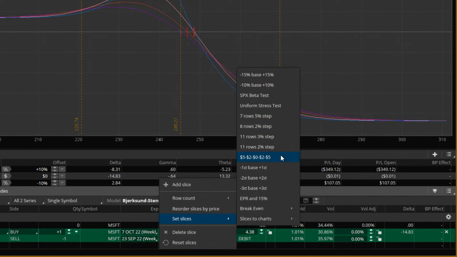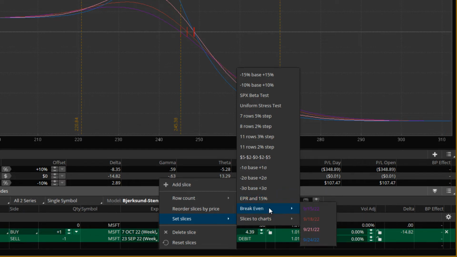You can build all these, but sometimes, especially for you guys who like to do the standard deviations, they're already here for you. Here's that EPR, the expected price range, and 15%. We could play with that. But I'm going to show you something a little different.